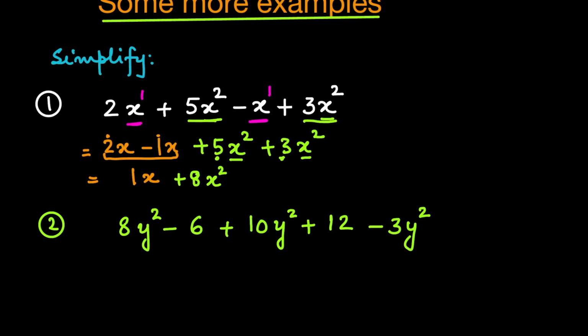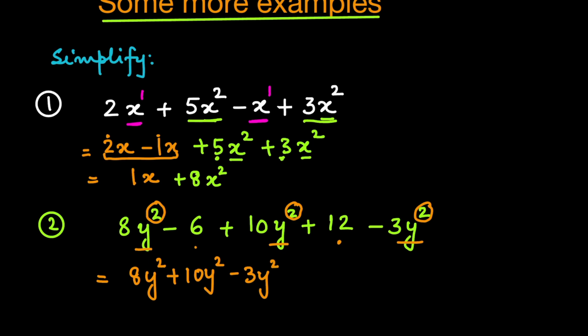Here we see the variable y. There is no variable in this term. Again variable y, no variable, again variable y. So with the variable y, we just see the exponents. So all are having the exponents as 2. So these are all like terms. So we rewrite them again so that it's written together. So 8y square plus 10y square minus 3y square. And the other two terms we write separate, so which are minus 6 and plus 12.